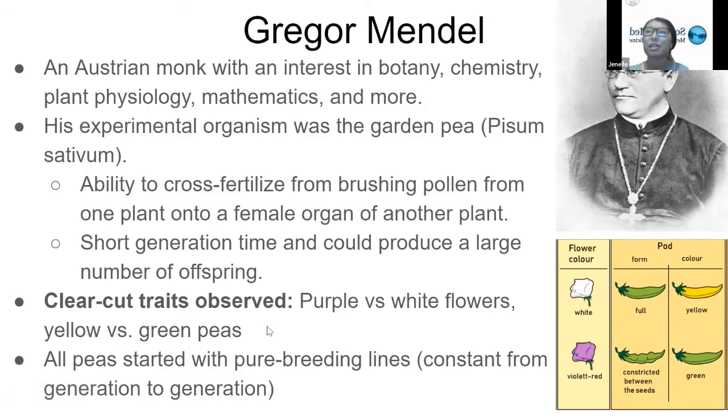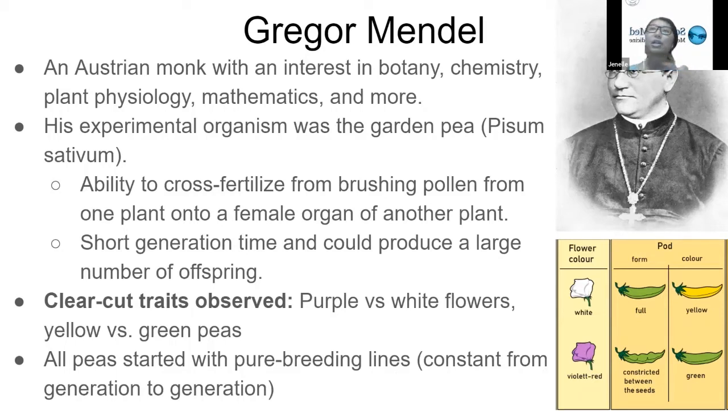Later, when he continued doing more experiments with his peas, he learned a lot of other traits, which all contributed to his proportions and his discoveries. And so the other thing was that all of the peas that he used started with pure breeding lines, which means that they were constant from one generation to the next.